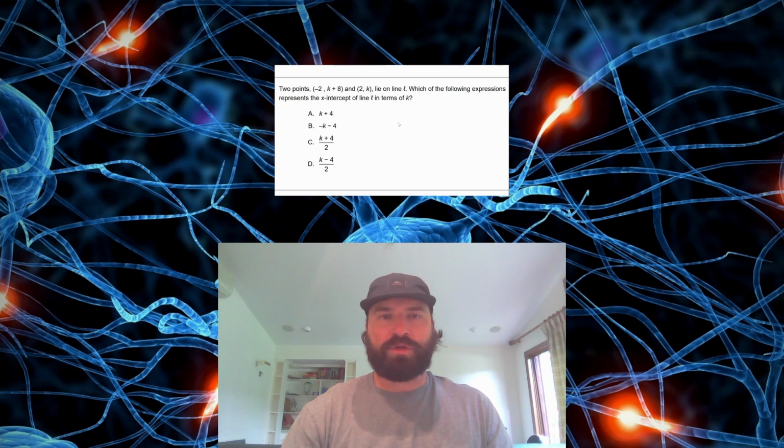All right, let's smash an MTEL question. This one says 2 points, (-2, k + 8) and (2, k), lie on line L. Which of the following expressions represents the x-intercept of the line L in terms of k?